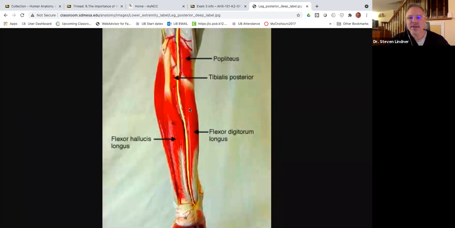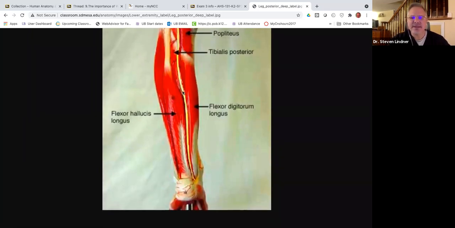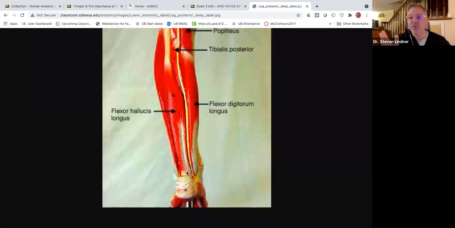So those are the posterior muscles. Now, because these muscles are posterior, they are responsible for foot or ankle plantar flexion, but because they are on the inside of the ankle, they're responsible for foot inversion. Remember, if it was on the lateral ankle, it does foot eversion. When it's on the inside of the ankle, it's foot inversion.